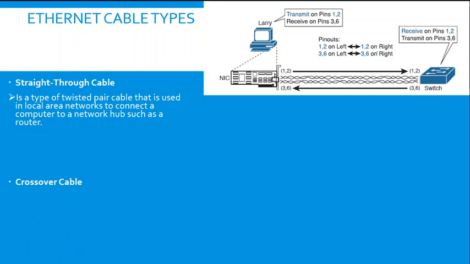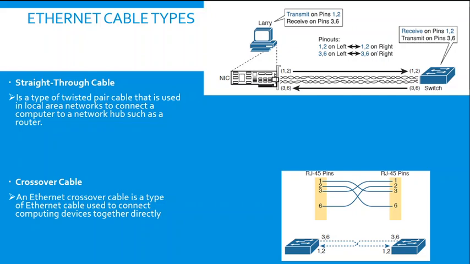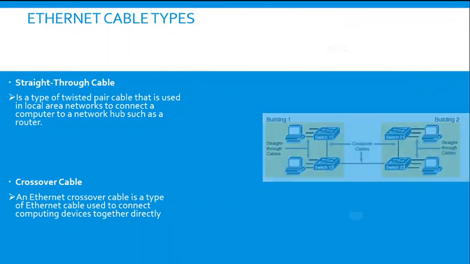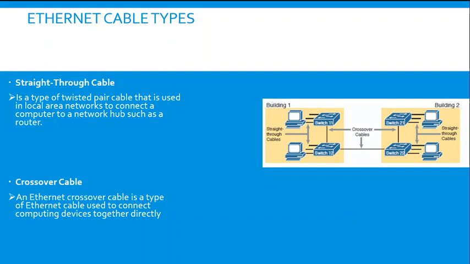We have another cable type, which is the crossover cable. As you can see from the simulation, it crosses over the cable, which connects the computing devices together directly. We don't have to go through another switch or another host, there is a direct crossover. The straight-through cable is mainly used nowadays, but the crossover cable might have a future. As you can see from the topology, crossover cables.